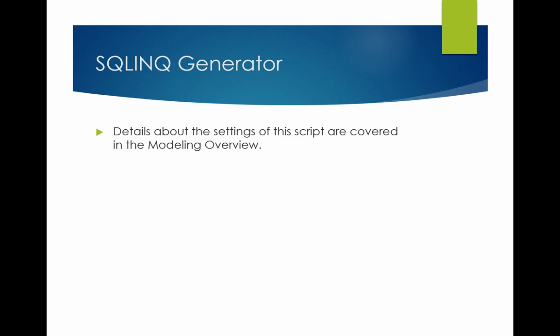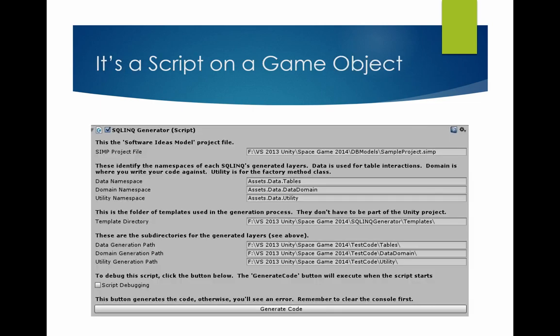It's actually really straightforward. The setting of this is covered in the modeling overview video, but in our environment, it's basically a script on a game object. You specify all these attributes, where the name of the sim file is, the name of your namespaces, where the templates are stored, and where your code is generated, and then click generate code.